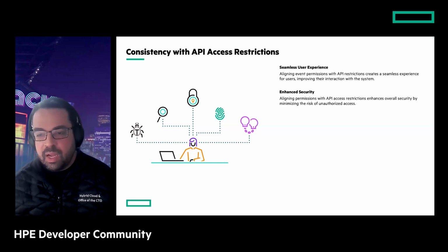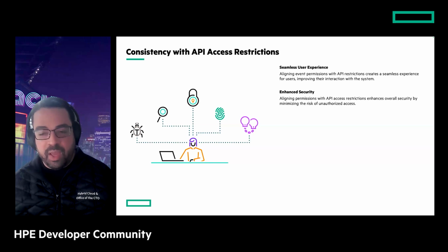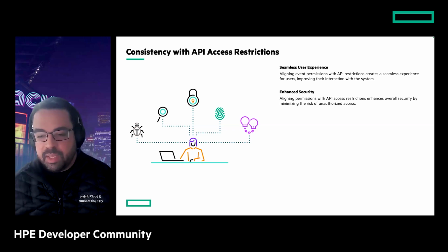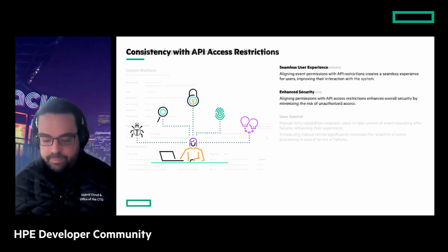We follow that in the subscription. So if the user is able to see information through APIs and UIs, he'll be able to receive notifications about it. If not, we have this security mechanism to make sure we have a predictable access model, and we can enforce the authorization regarding the events the user will receive. We don't have any hole in this event system.